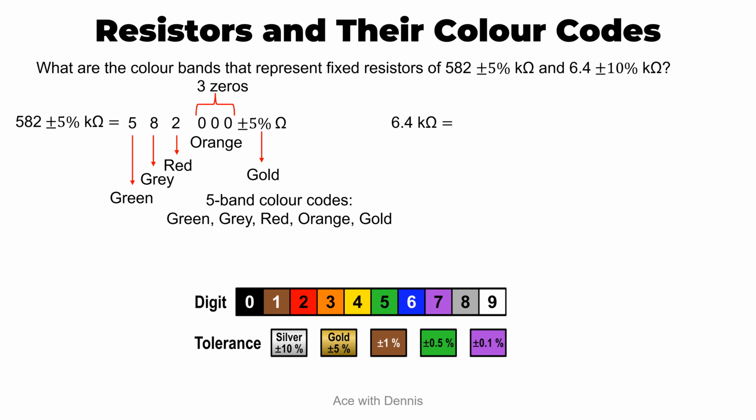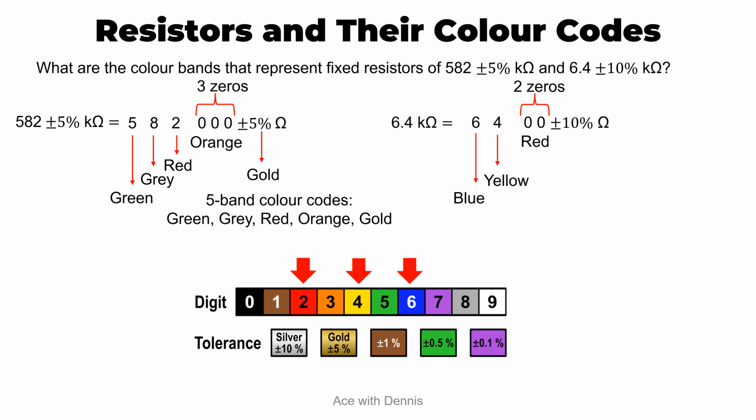The next example is 6.4 kilo ohms plus minus 10%. So it is 6,400 ohms plus minus 10%. 6 stands for blue, 4 stands for yellow. There are 2 zeros here, which is red. The tolerance 10% is silver. So the 4 band color code is blue, yellow, red, and silver.